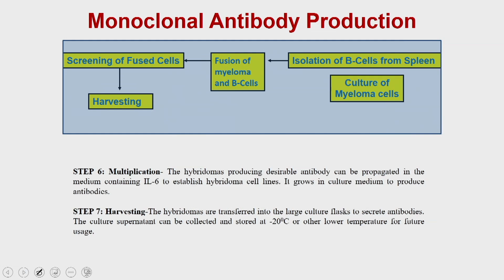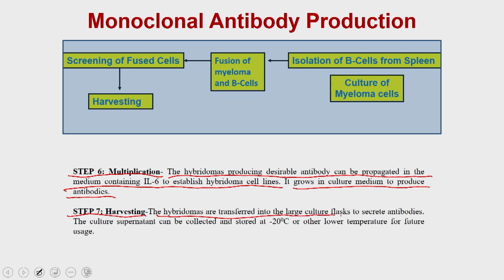Now, in step 6, once you have the hybridomas producing desirable antibodies, they can be propagated in a medium containing IL-6 to establish a hybridoma cell line. It grows in culture media to produce the antibodies. Step 7 is the harvesting: the hybridomas are transferred into large culture flasks to secrete the antibodies. The culture supernatant can be collected and stored at -20 degrees Celsius or a lower temperature for future usage.